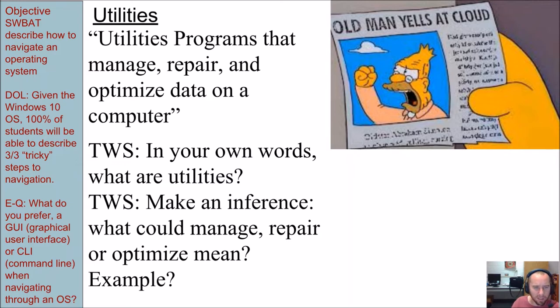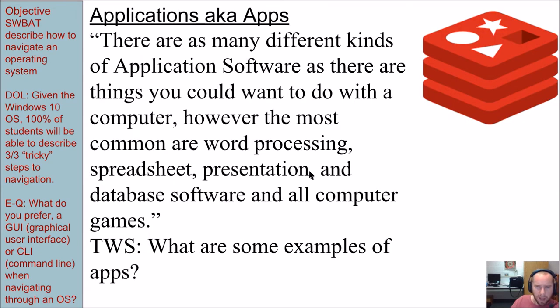And I'd love for you to make an inference here. What could manage, repair, or optimize mean in this context? Like, give me an example. Because sometimes when people try to make their computer work in a certain way, it reminds me of an old man yelling at clouds. The clouds aren't going to really respond. People don't really know how to make their computer respond to the wishes or desires they have. Oftentimes there's just so much power in that box, people don't even access even half of that power.